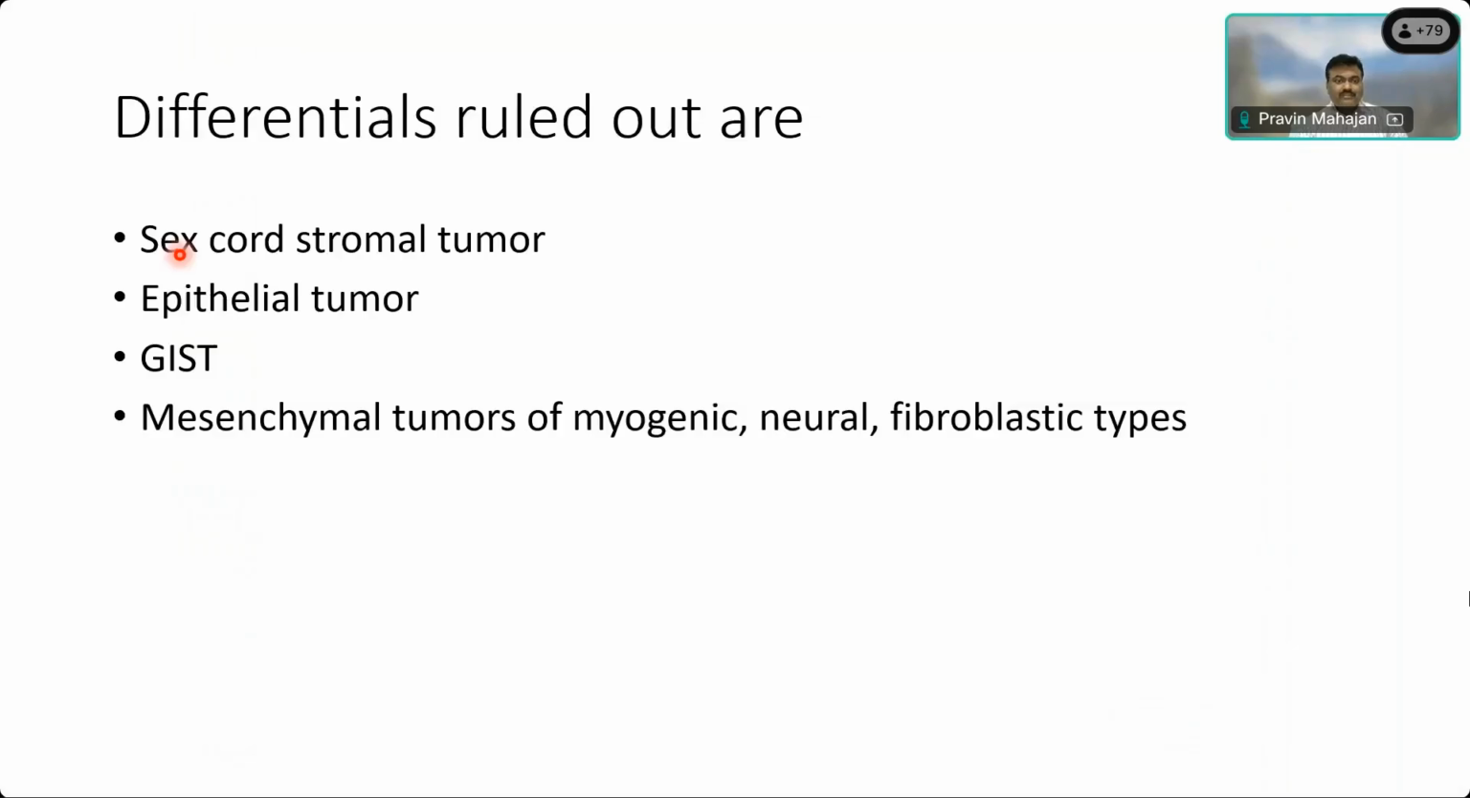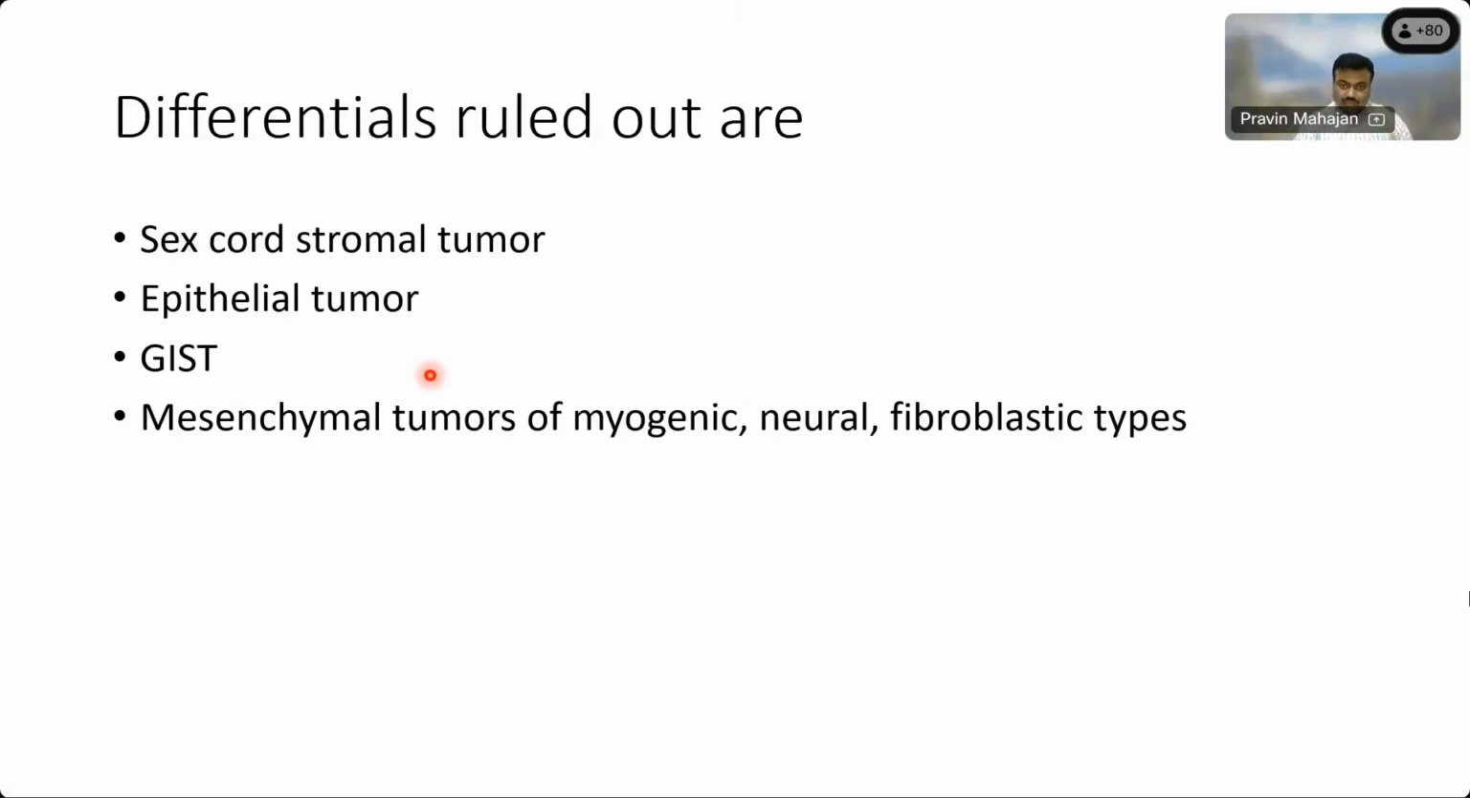Okay. So what we have ruled out here: sex cord stromal tumor, we have ruled out. You have ruled out any odd looking epithelial tumor, whatever. Any tumor showing epithelial differentiation. GIST you have ruled out. You have ruled out mesenchymal tumors which are of myogenic, neural or fibroblastic type, right? Now here you have to think out of the box. That is what I was trying to say. Spindle cell lesion, but out of the box.